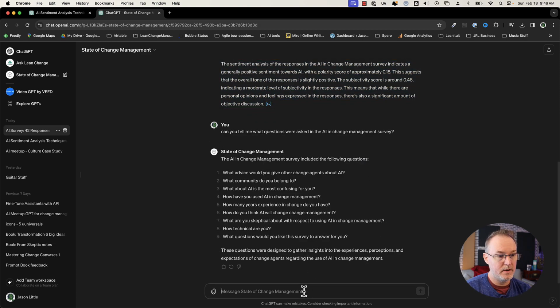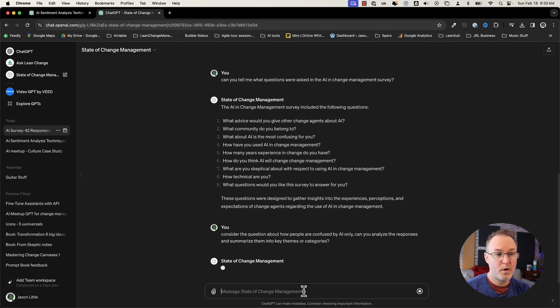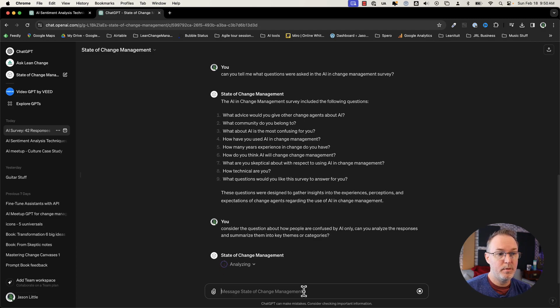If I asked it again, consider the question about how people are confused by AI only, and can you analyze those responses and summarize them into key themes or categories? So it should only take those questions. The really good thing about doing this kind of analysis is you can ask the AI, I'm not sure that's correct, because you're going to know, generally speaking, what type of data, questions, and insights you want to get out of it.